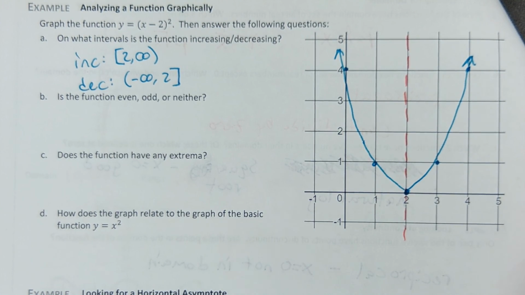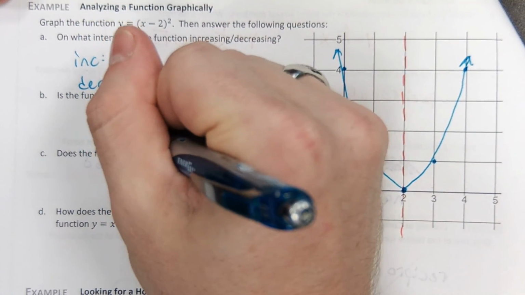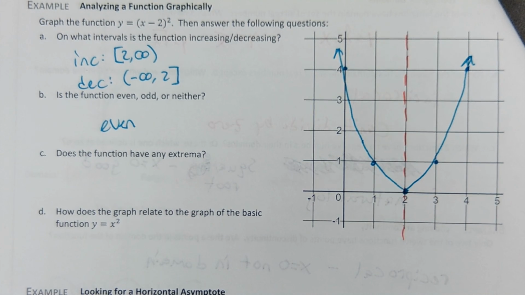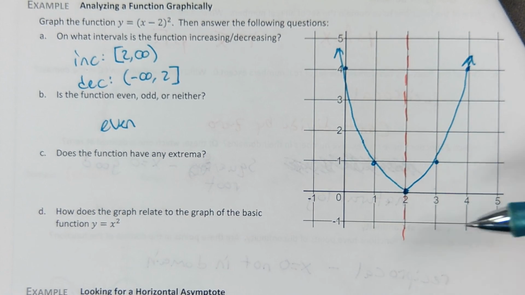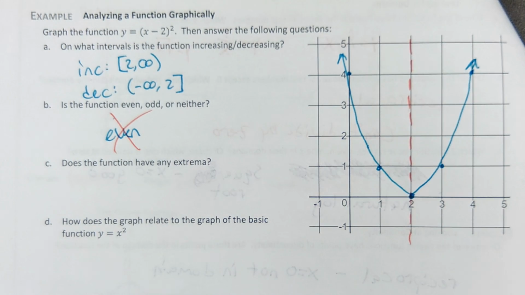As a class, I want you all to answer this next one. Even, odd, or neither? Even. Everybody said even. Everybody's wrong. Neither. It is neither even nor odd. It was a trick. I'm not mean. This graph has line symmetry. However, that line of symmetry is not the y-axis, so it is not even.